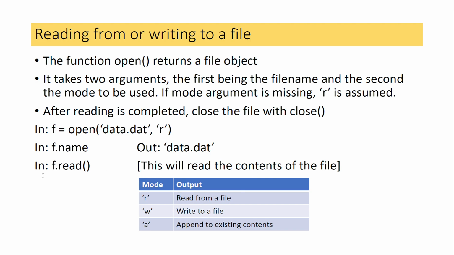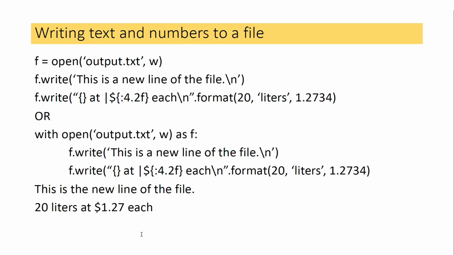So you input again, f dot read, right? So this will consist of the content, the mode, the output. R is read from a file, W is write to a file, A is to append to the existing content. Append meaning add to the existing content. So, writing text and numbers to a file.